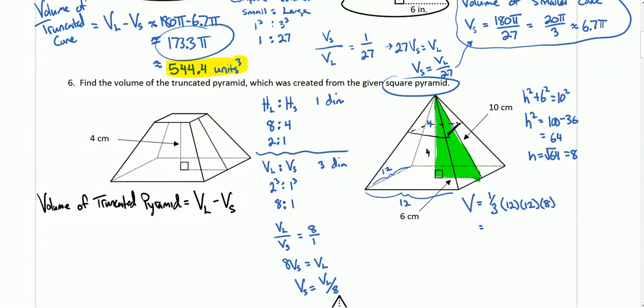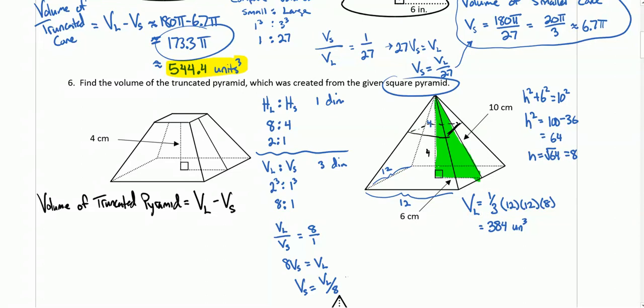So plug that into the calculator. 12 times 12 times 8 divided by 3, and we get 384 units cubed, and that's the volume of the larger pyramid.